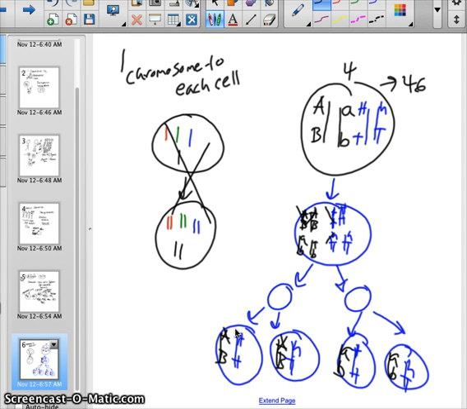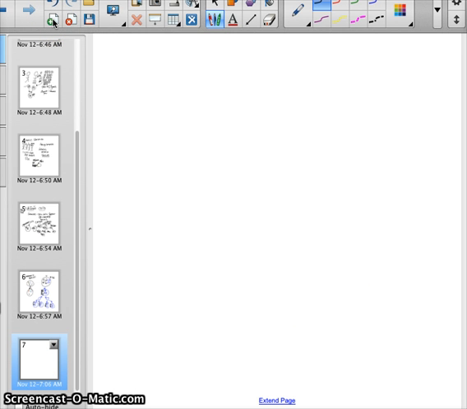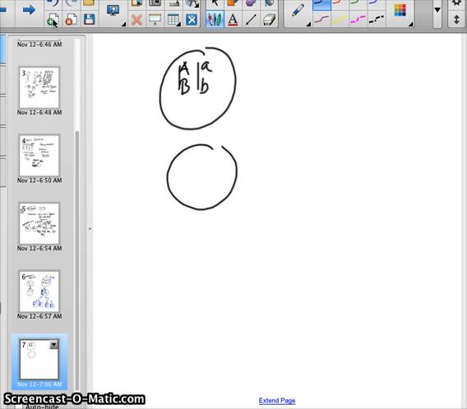The second one is crossing over. All right, so crossing over is, we're just going to use the 2 chromosomes again, and one had a big A, big B, and the other one had a little a, little b. All right, so they duplicate: big A, big B, big A, big B, little a, little b, little a, little b. Now, before they divide, what happens is they can cross over.